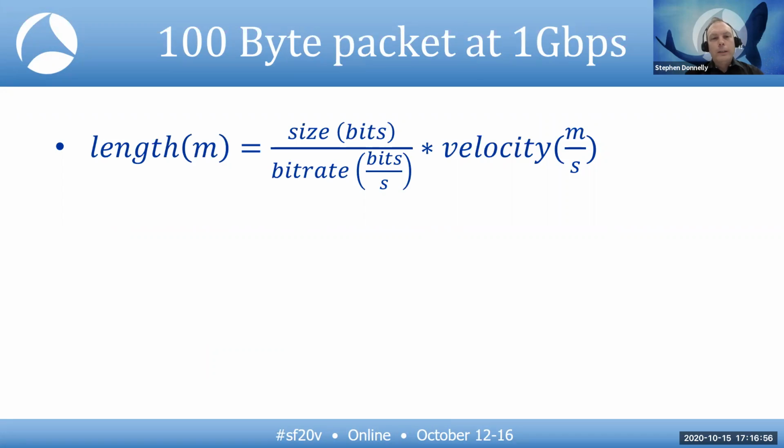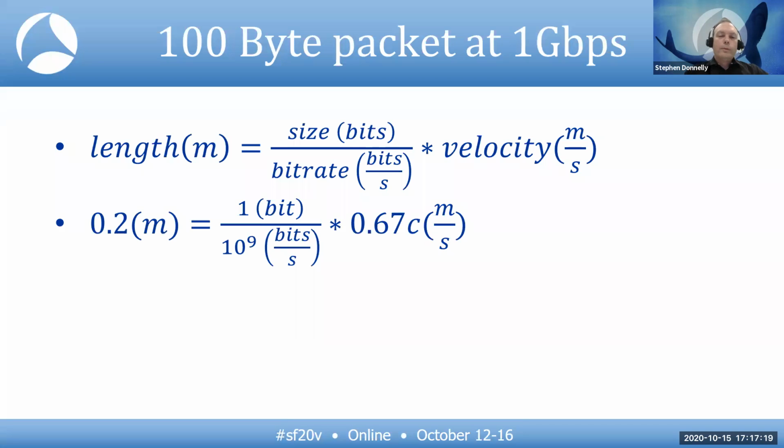The length of a packet is going to be, roughly speaking, the size in bits divided by the bit rate in bits per second, multiplied by the velocity of the signal through the medium that you're sending it through. So those are kind of the parameters, but we need a specific example. So let's talk about a 1 gigabit link.